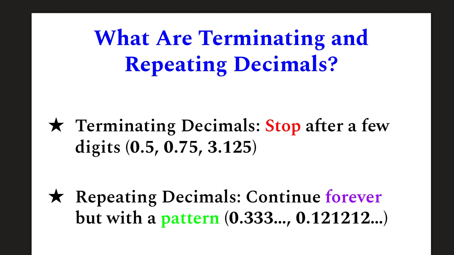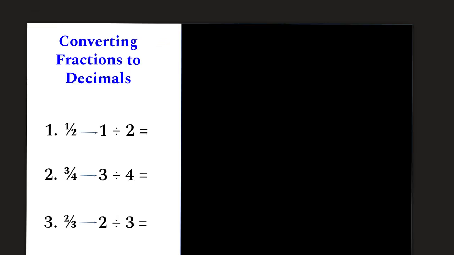we'll do next. When converting a fraction to a decimal, all we do is divide the numerator by the denominator. Let's look at 3 examples. For 1/2, 1 is our numerator and 2 is our denominator, which means 1 divided by 2. You can use long division to work this problem. So let's go ahead and do that.